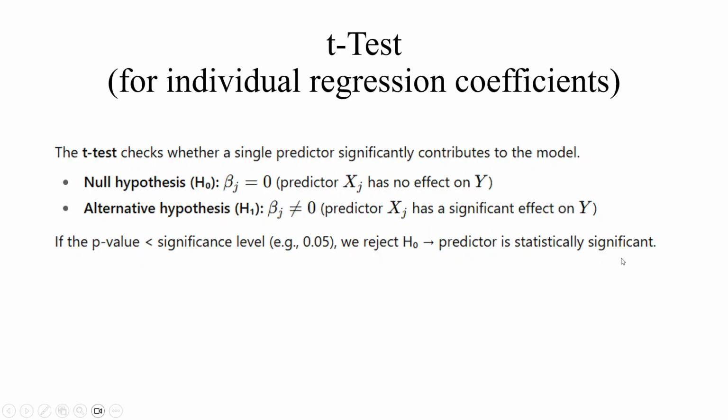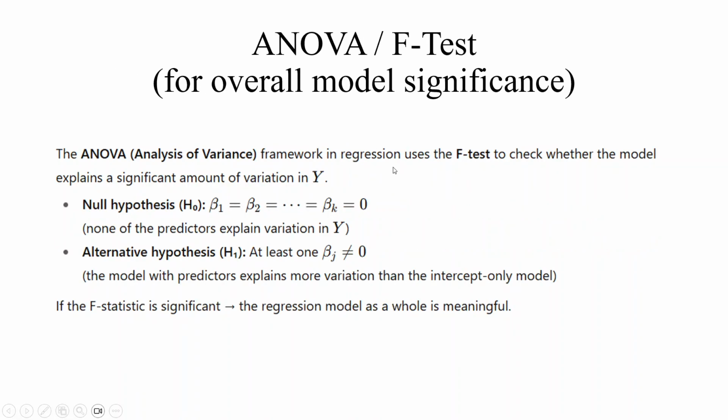Now, what is desirable in the case of the t-test? Please remember, the p-value should be less than 0.05. Then only we can say that the predictor is statistically significant, or in other words, the independent variable is affecting the dependent variable significantly. So in the case of the t-test, p-value less than 0.05. Same is the case with ANOVA.